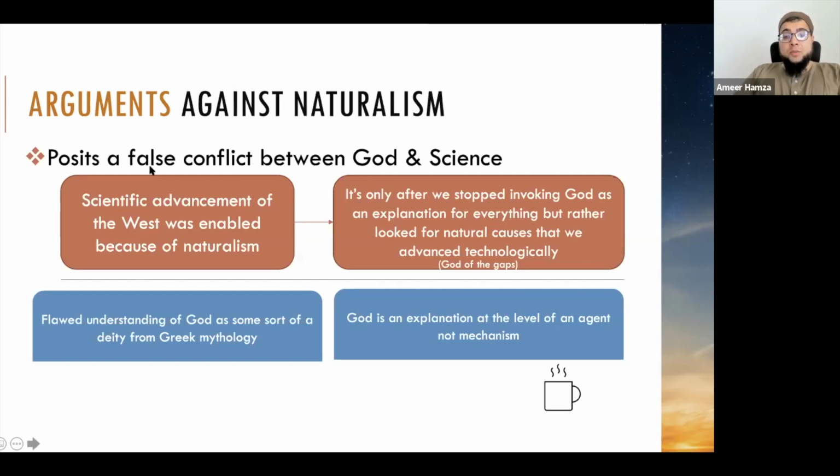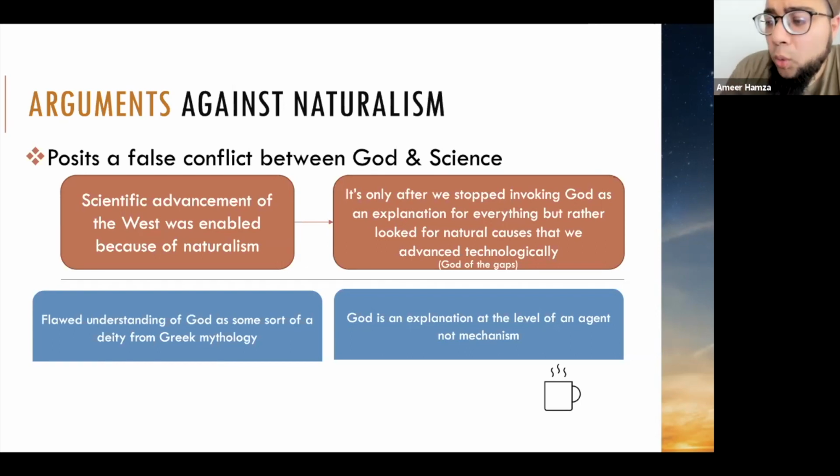Please, you guys get this point. God is an explanation at the level of an agent, not mechanism. You appreciating watercolors and their chemistry will not get rid of Picasso and Van Gogh. So, keeping this in your mind, understand both explanations are mutually inclusive, not exclusive. You understanding mechanism should not get rid of the agent.